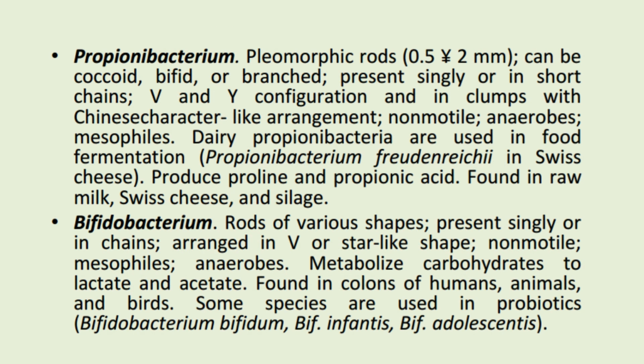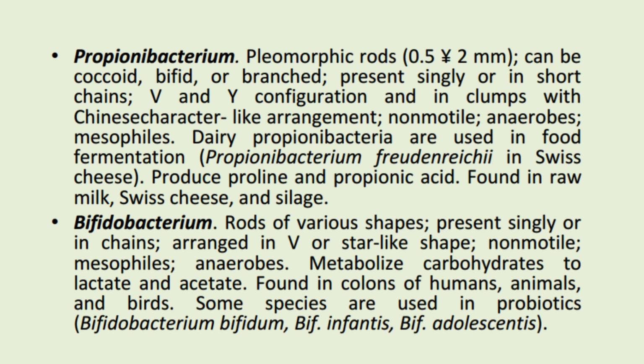Another genus is Propionibacterium. These are pleomorphic rods that can be coccoid, bifid, or branched. They are non-motile anaerobes. Dairy propionibacteria are used in food fermentation like Propionibacterium freudenreichii in Swiss cheese. They produce proline and propionic acid.